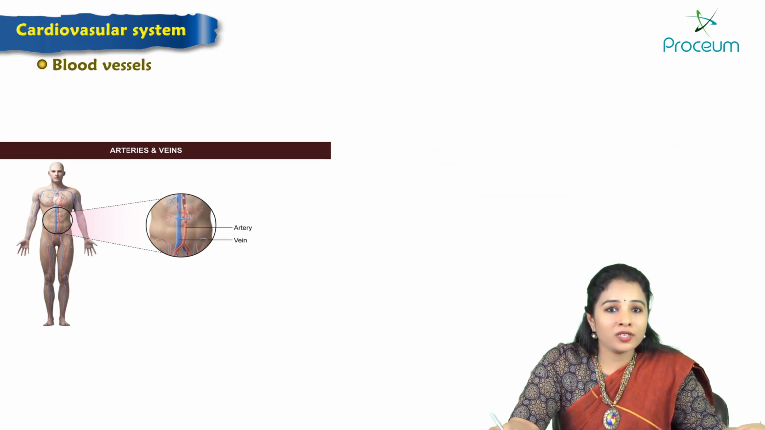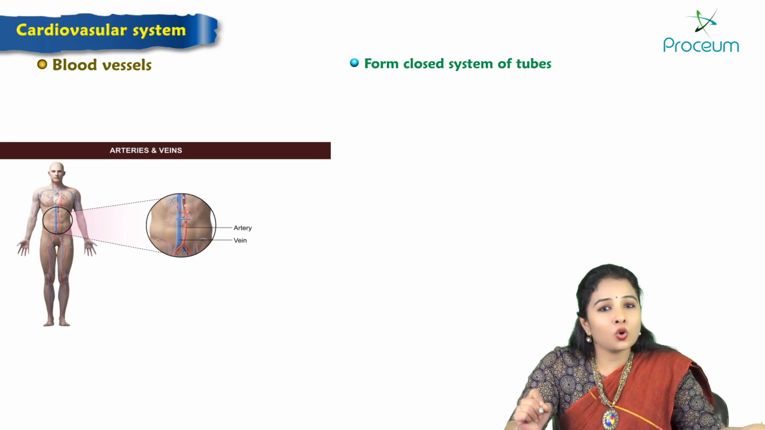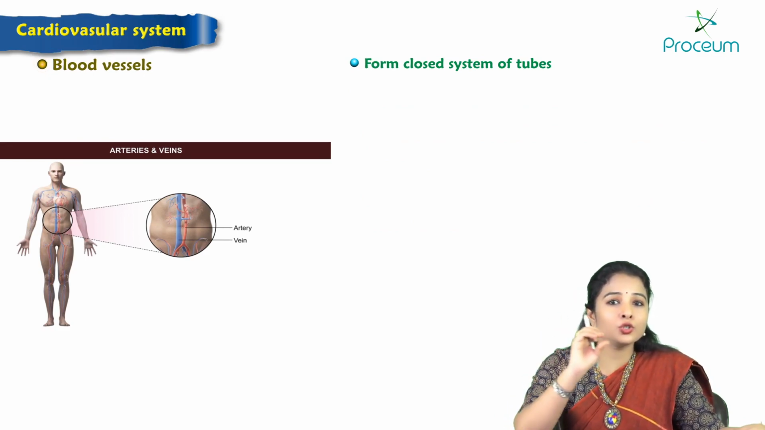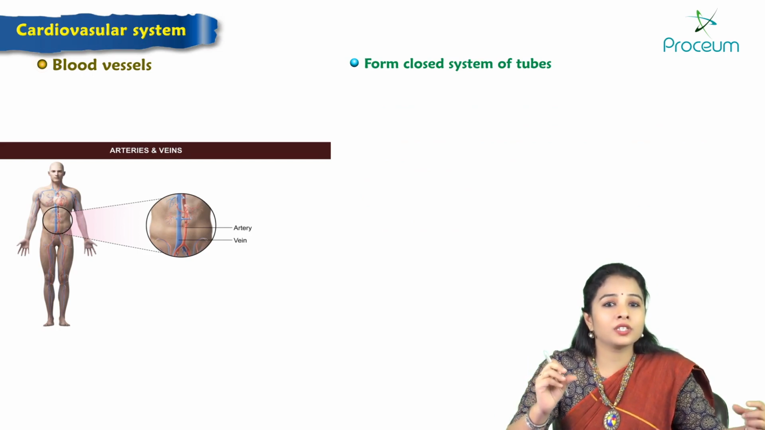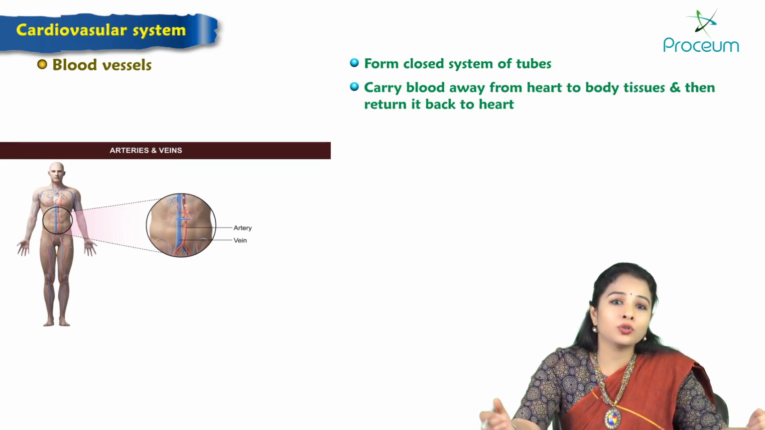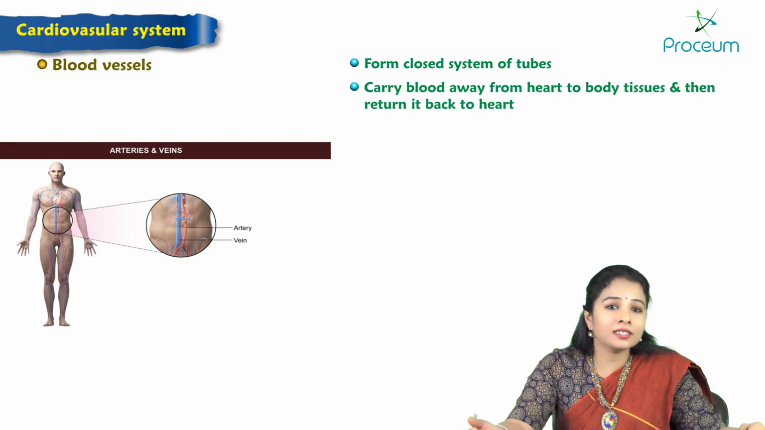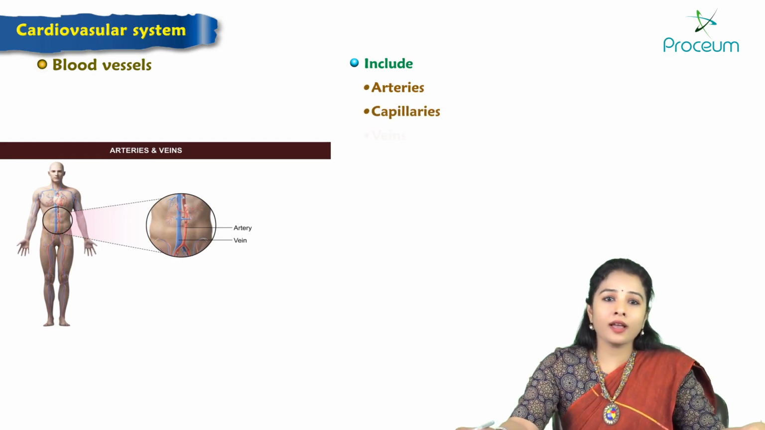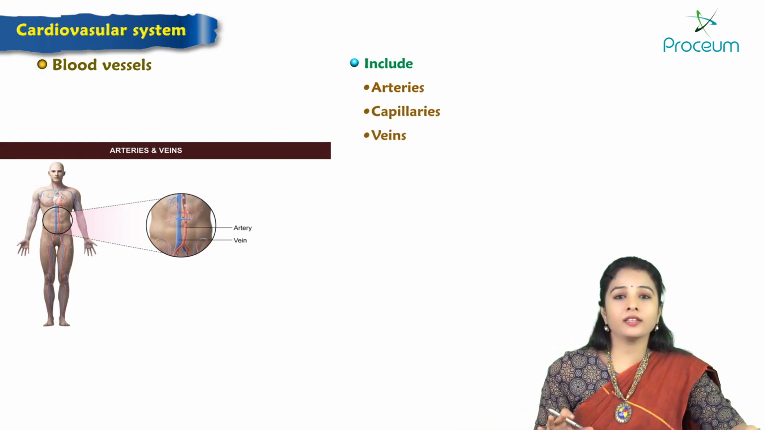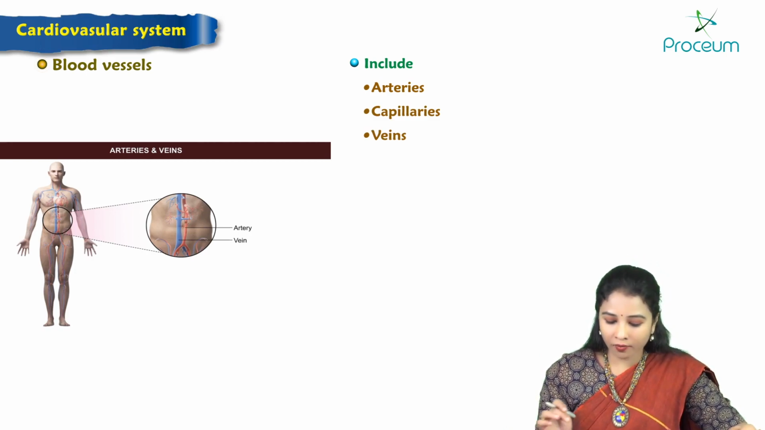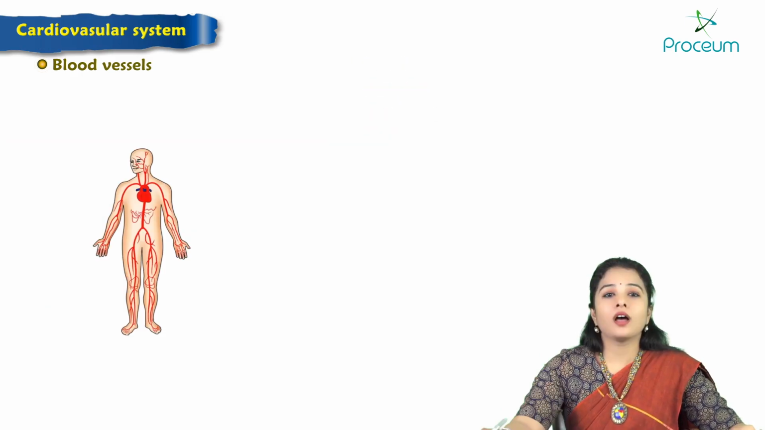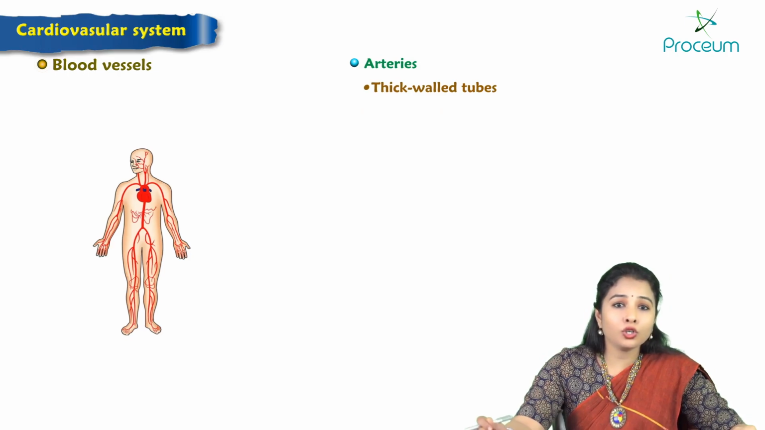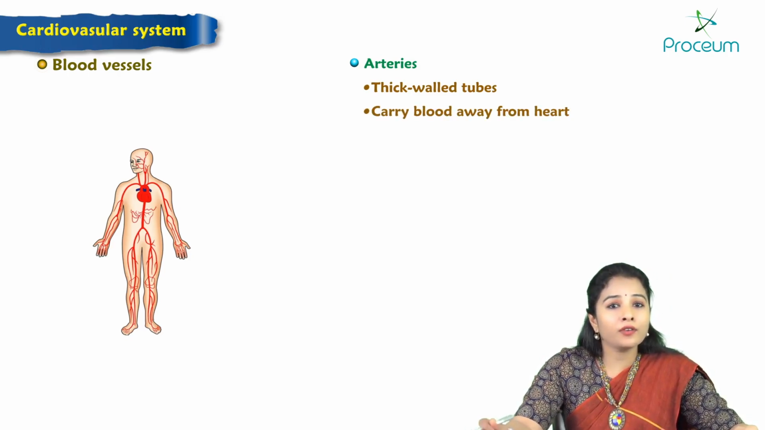Let's talk about the blood vessels. The blood vessels form a closed system of tubes. So they are the tubes which carry the blood away from the heart to the tissues of the body and then return back to the heart. The blood vessels include arteries, capillaries and veins. So the arteries. Here in this image we can see arteries and veins. The red colored structure is an artery, whereas the blue colored structure is the vein. Arteries are the thick walled tubes that carry the blood away from the heart. Means they are the distributing channels.